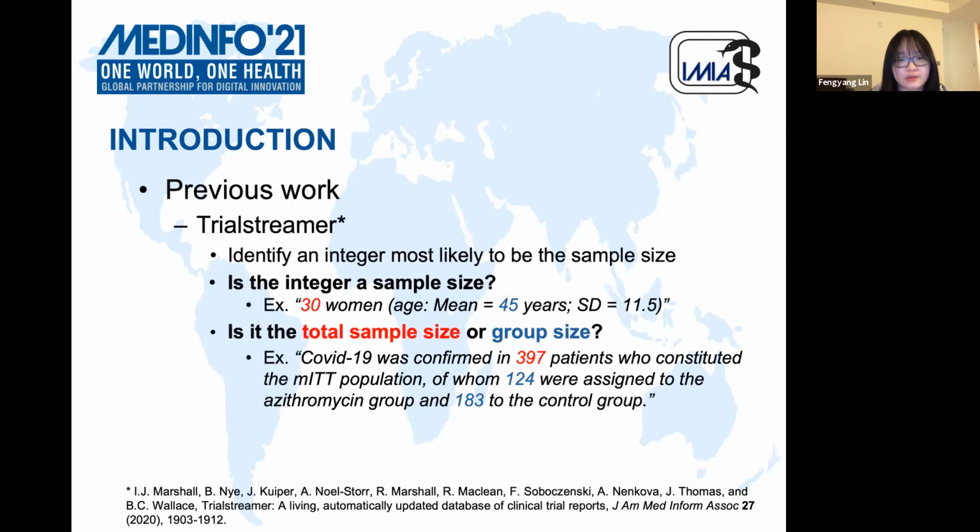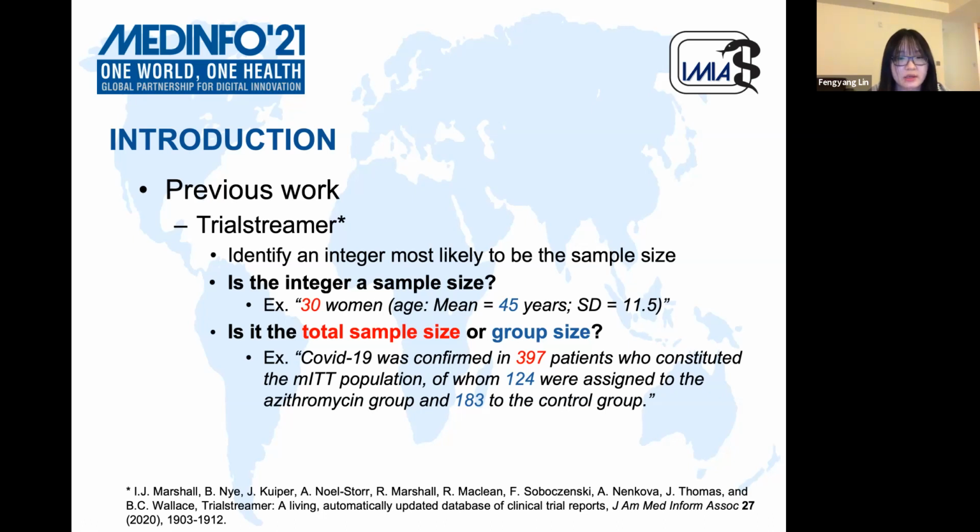However, we still need to address the issues in extracting sample size, or say extracting a total sample size. So the first difficulty is that we need to distinguish whether the integer is a sample size or not. Given the text snippet here, let's say 30 women, along with other information, the extractor needs to first identify the numbers and then distinguish whether the number is a sample size or is age, or does it represent any other demographic statistics.